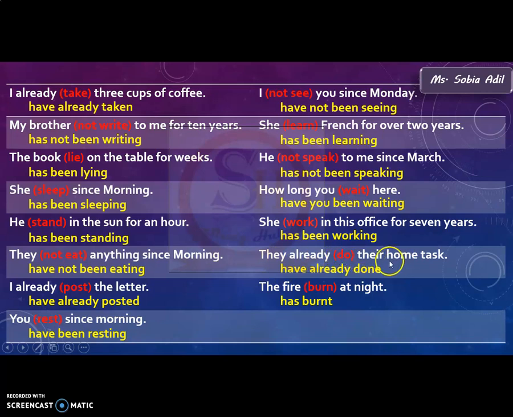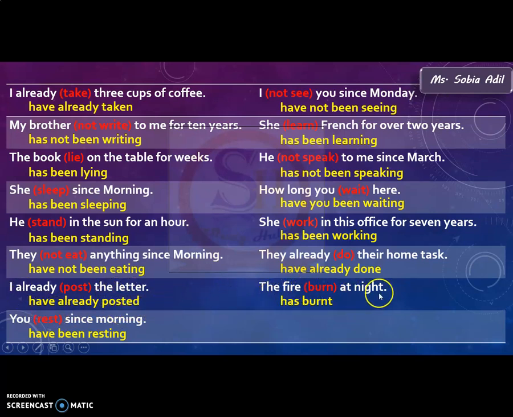They already do their home tasks. Again, I told you that this one word can be in the sentence, and it can tell you that it's a present perfect tense, right? So you need to change this one into present perfect tense. They have already done their home task. I already post the letter. Cut this one, post, and write here, I have already posted the letter. I have already posted the letter.